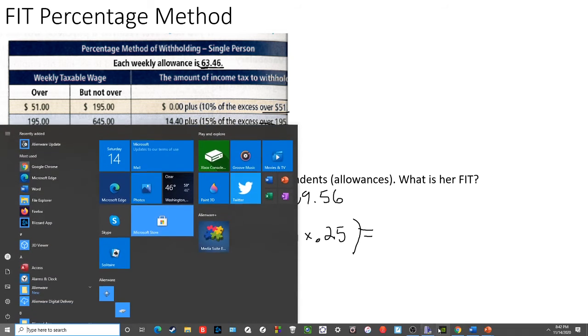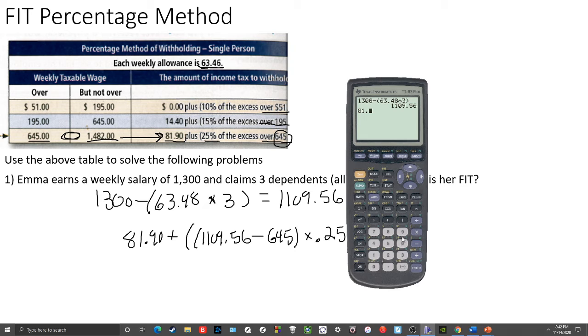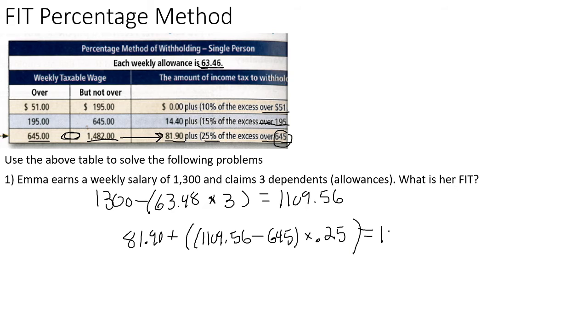So we do all this big mess here: 81.90 plus 1109.56 minus 645, and then we multiply that by 0.25. And we get a grand total of 198.04. Again, this is a weekly amount, because this is all based on a weekly payment. If I take this and multiply it by 52, I get her yearly federal income tax withholdings. But basically what this means is that every time she gets paid, her employer is going to take this much out of her check to pay the federal income tax.